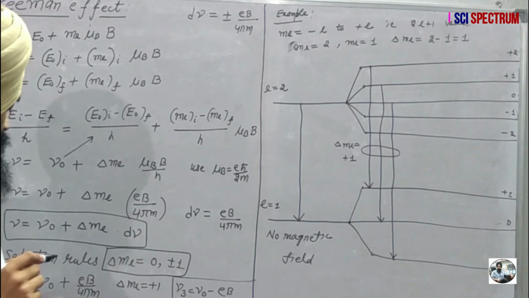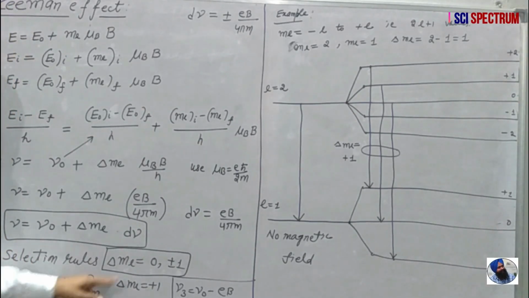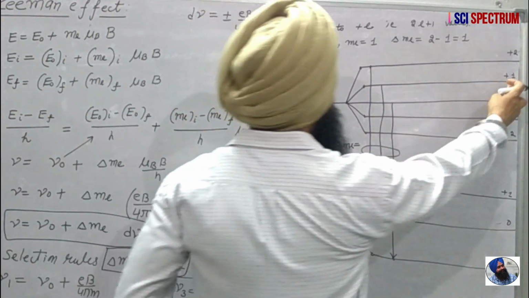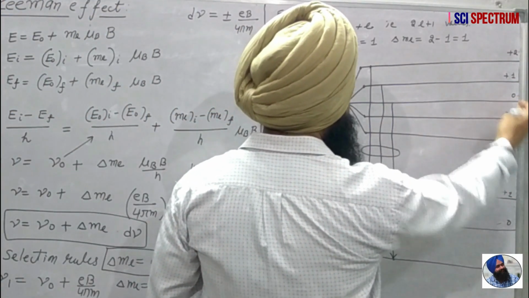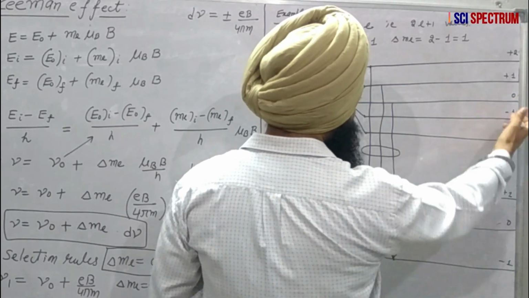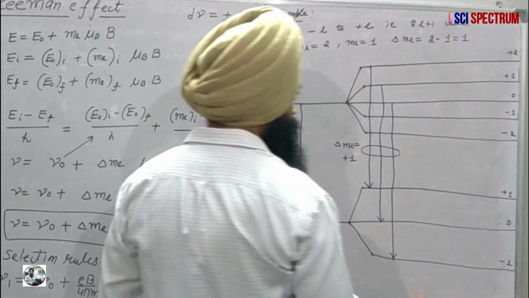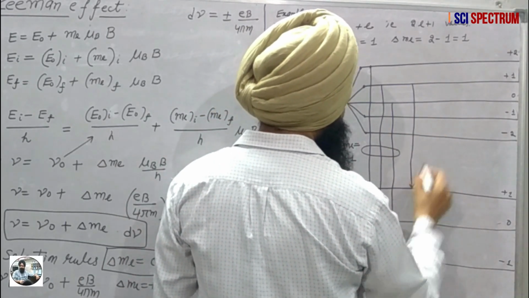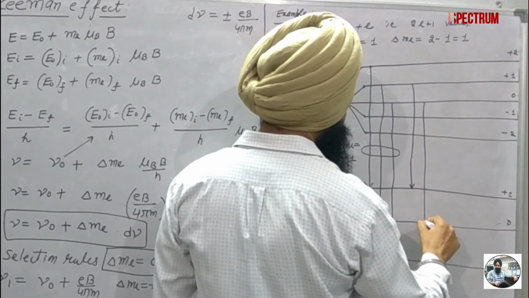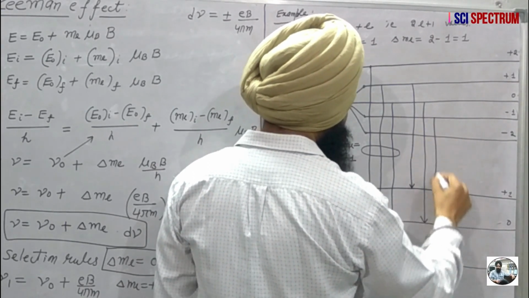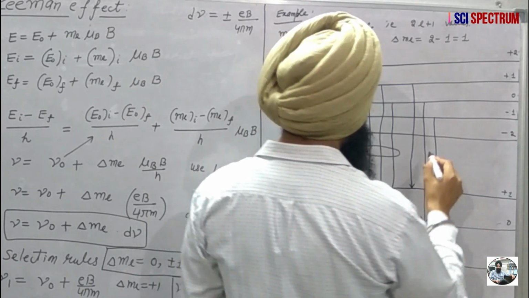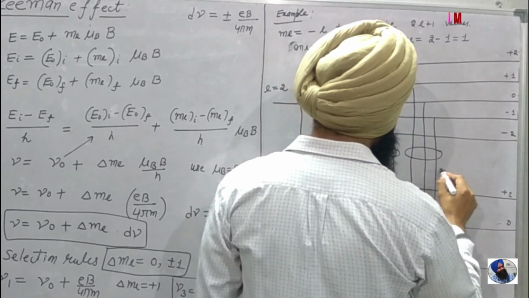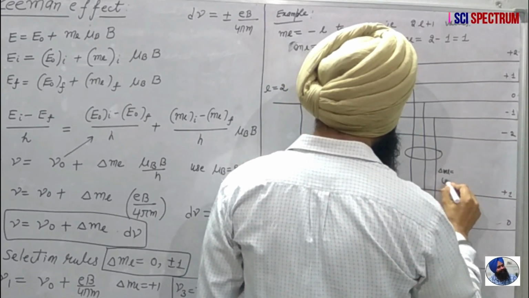Now we will consider the second frequency for which the Δm_l is equal to 0. 0 is a simple case: 1 minus 1 is 0, 0 minus 0 is 0, -1 minus -1 is 0. So again we have three lines, 1 to 1, 0 to 0, -1 to -1. For this we have Δm_l equal to 0.